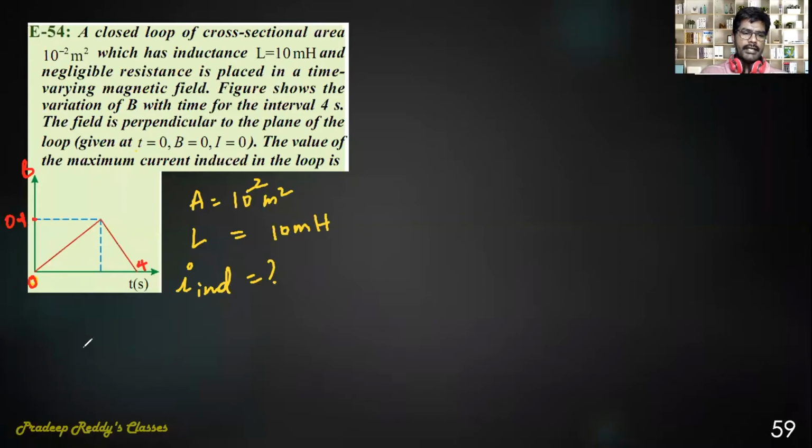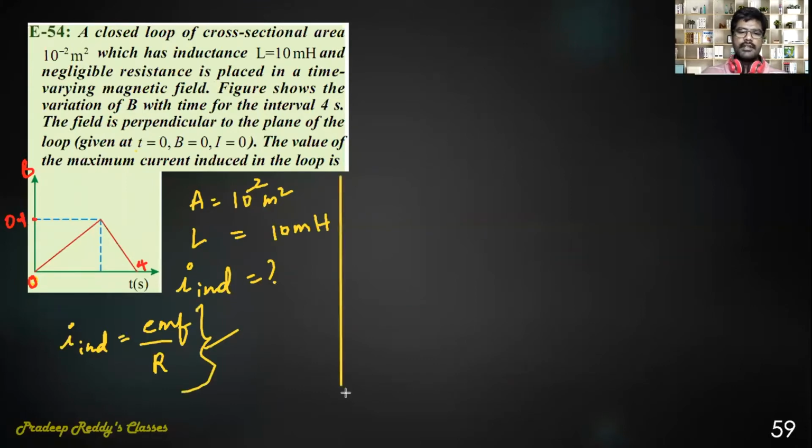As we know, I induced will be equal to EMF divided by resistance R, where R is the resistance of the conductor. But here in this case, what is given? Negligible resistance. So this coil has negligible resistance. Therefore we cannot use this relation, because if you substitute R equal to 0 here, then I induced will become infinity. But practically it does not happen so. Then we will go for another equation.